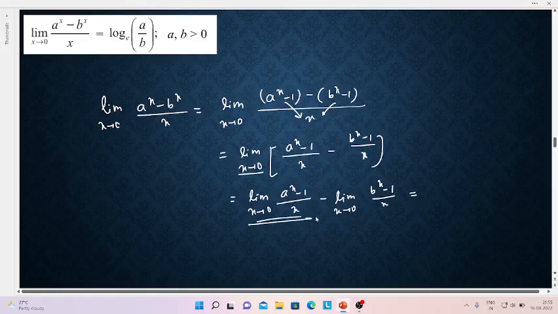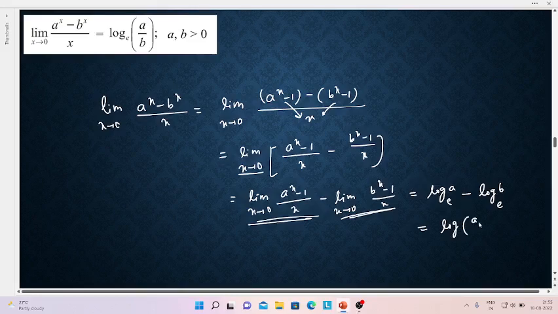That particular part can be written as log of a with base e, right? And that particular part can be written as log of b with base e, right? So log of a minus log of b can be written as log of a by b, since a and b are positive numbers, right?